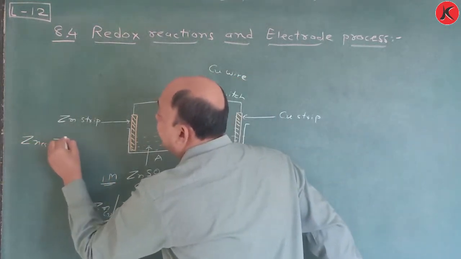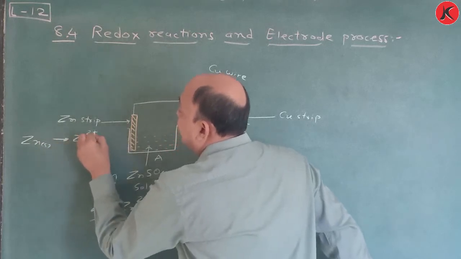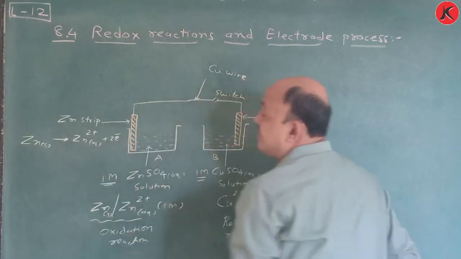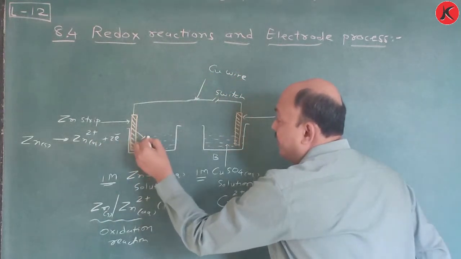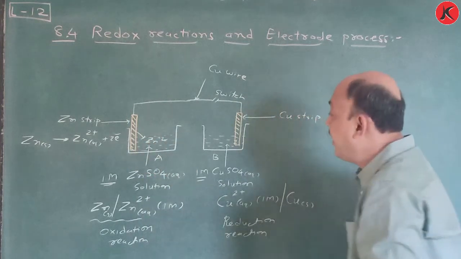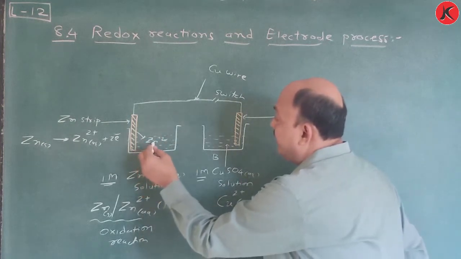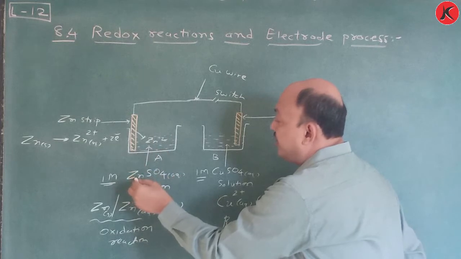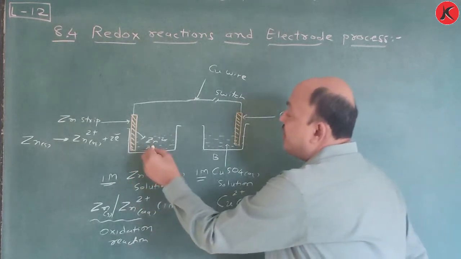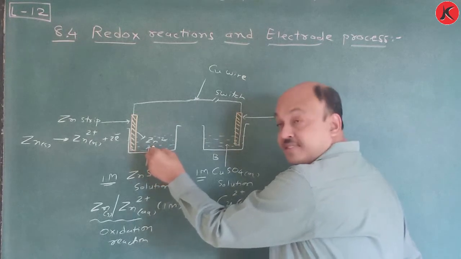Zn solid gives Zn plus 2 aqueous plus 2 electrons. That means here Zn plus 2 entered this solution. So what happened? Zn plus 2 has entered this solution, and already in ZnSO4 Zn plus 2 is there. So the concentration of Zn plus 2 increases.